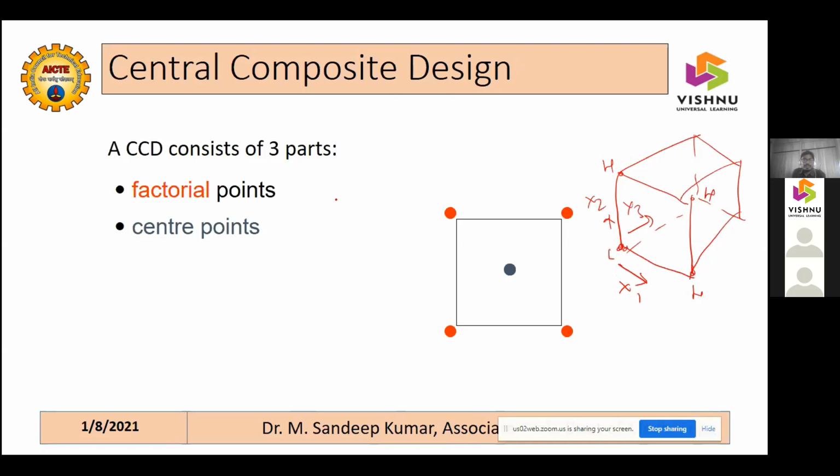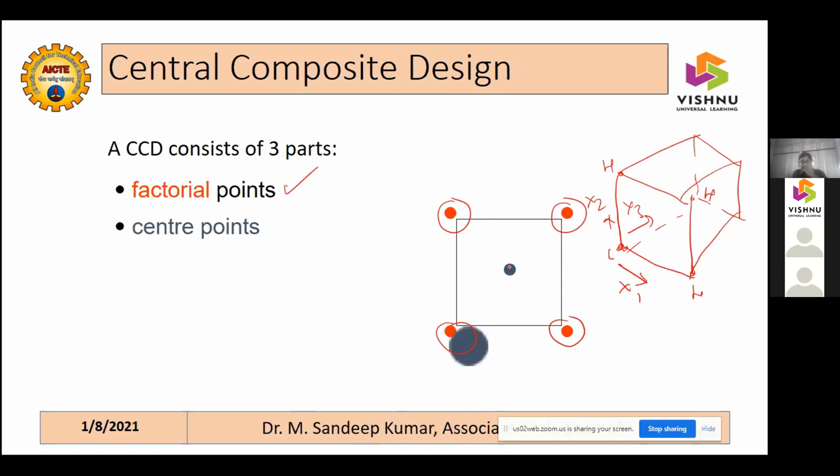Let us go back to this. One is factorial points. What are the factorial points? They are the levels actually, the lowest level and the highest level. So they are situated at the corners. Factorial points are at the corner. Then you have center points. What does the center point mean?